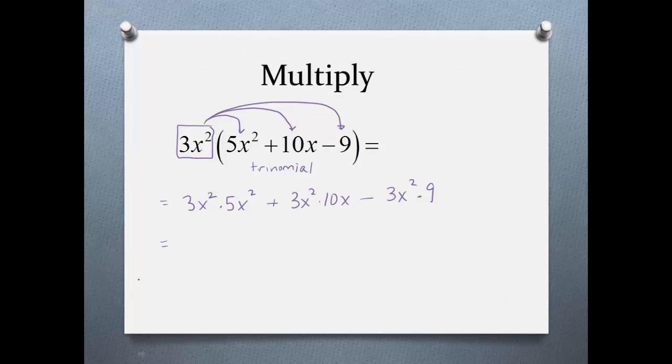So for this first term, 3x squared times 5x squared, that's 15x to the fourth. For the second term, 3x squared times 10x, that would be 30x to the third. And for the last term, 3x squared times 9, that's going to be minus 27x squared.